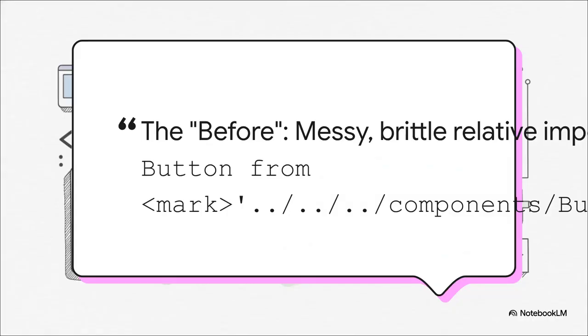Oh man, we have all been here, right? You're buried deep in some folder, 5 levels down, and you need to import a button. You end up with these hideous, confusing, and super fragile relative paths, and you just know that if you ever move this file, that import is going to break. It is a total headache.